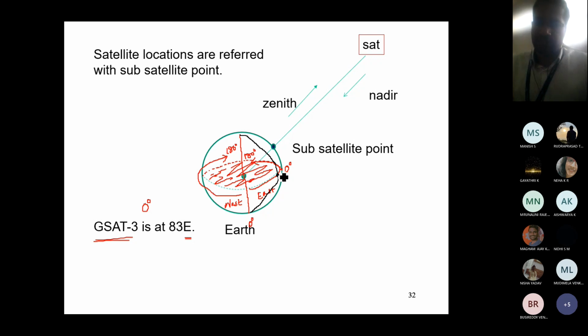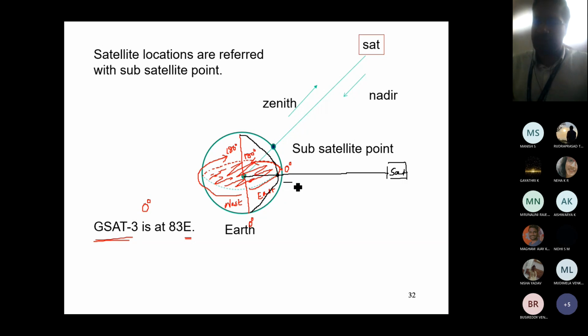East means this side. And 0 degree latitude is this dotted blue color line. So they intersect at this point. So the subsatellite point will be here. This is the location of the subsatellite point. So where will the satellite be located? Now you make a line joining from the center of the Earth through that point. And this is the location of your satellite.